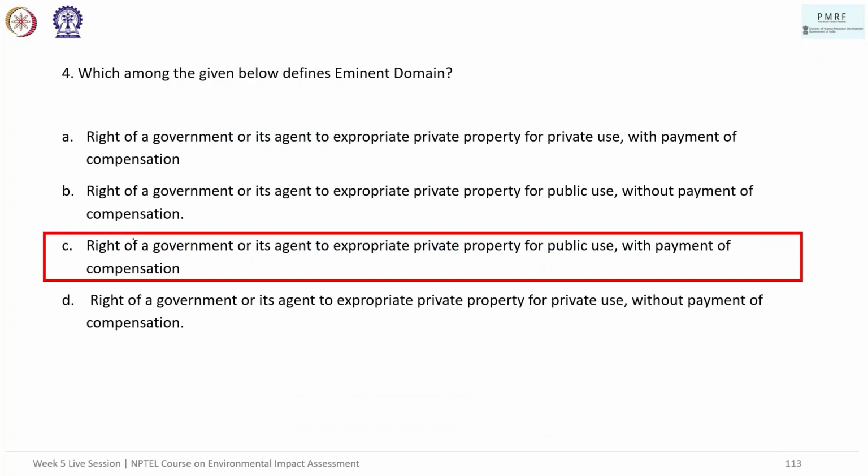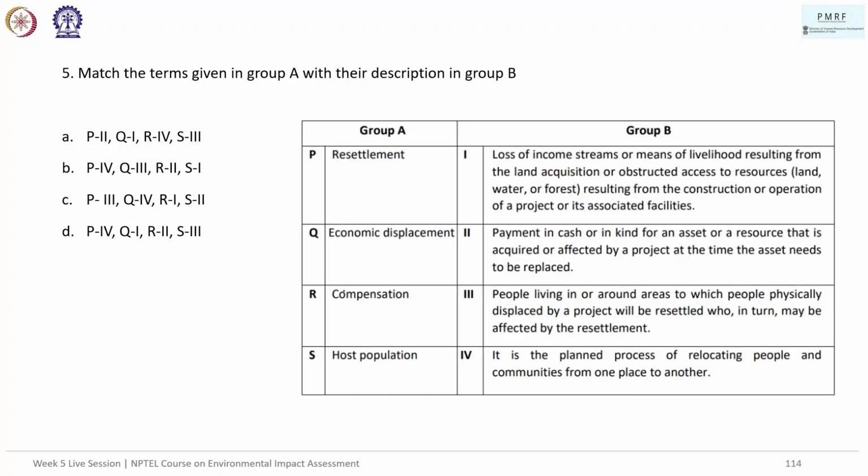Yes, the answer is C. So when you put it for public use, you take away private property. Expropriate is take away. Right? Private property for public use along with payment of compensation. Right? Moving on to the next question.